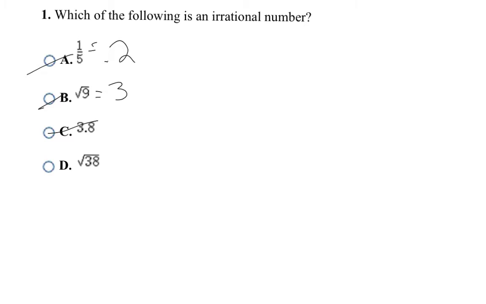And then the square root of 38 is 6.164414, and it keeps going and it never repeats, so that's an irrational number. It doesn't repeat, it doesn't end, so D is your final answer.